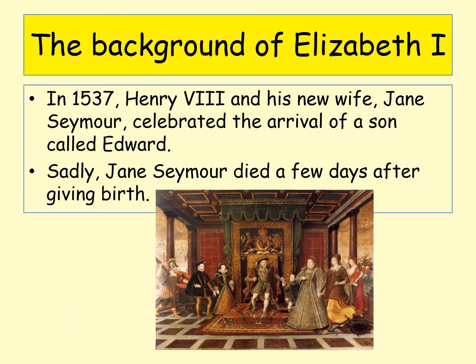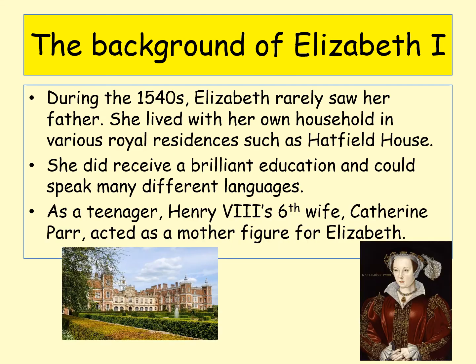So, as I said, in 1537, Henry VIII and his new wife Jane Seymour celebrate the arrival of a son called Edward. And in the rules in those days, the son's claim to the throne outweighed the daughter's. So that meant that Edward, as he was at the time, would become Edward VI. Edward became heir to the throne. And Henry VIII released this portrait showing the different people within his family during that time.